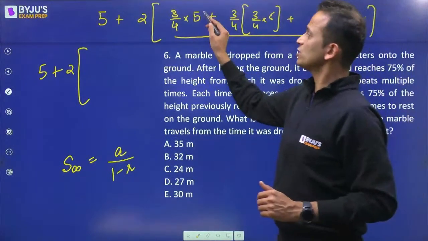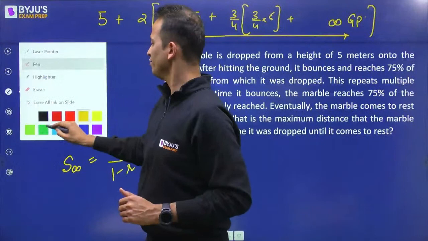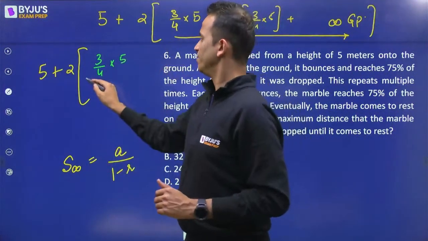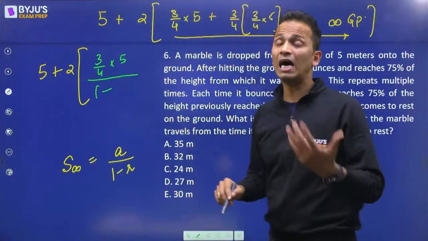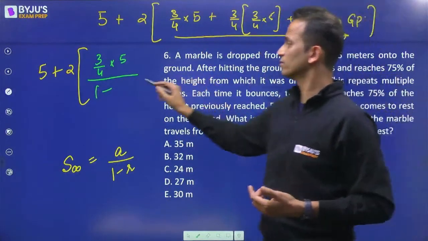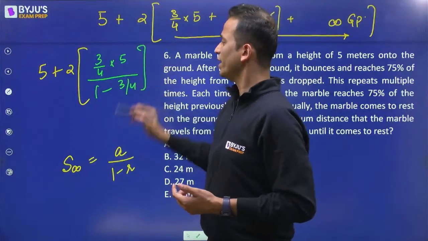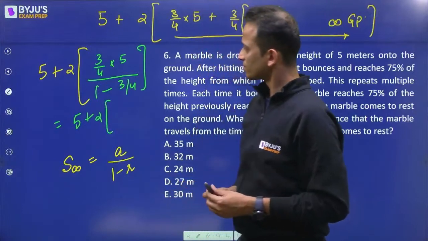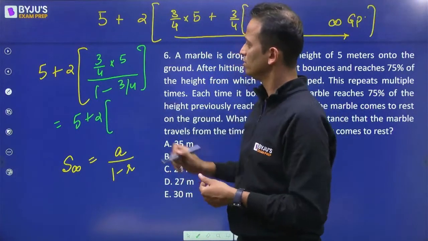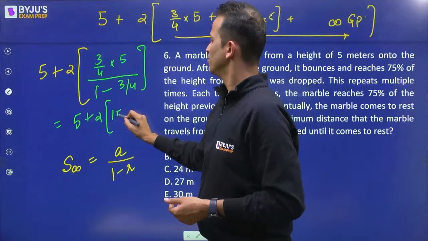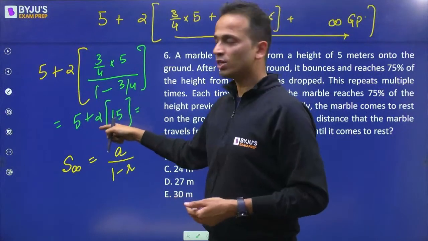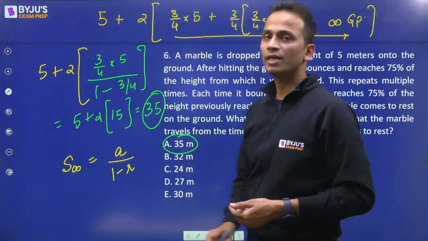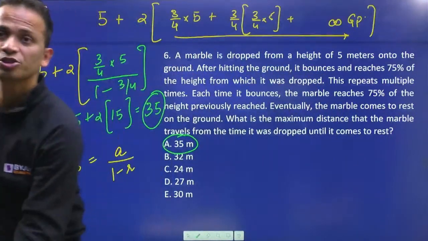So here A, the first term, is 3/4 multiplied by 5, divided by 1 minus R. R is 3/4. Now simplify this. 5 plus twice of 15/4 divided by 1/4. 4 cancels. 15. So 15 into 2, 30. 30 plus 5, 35. So 35, option A is the correct answer of this question.